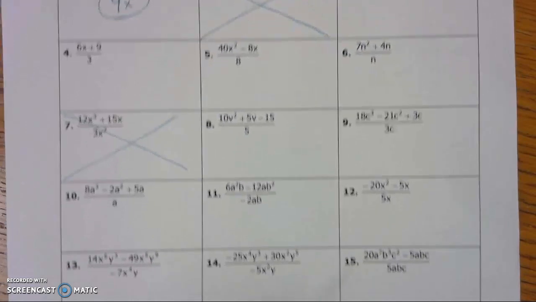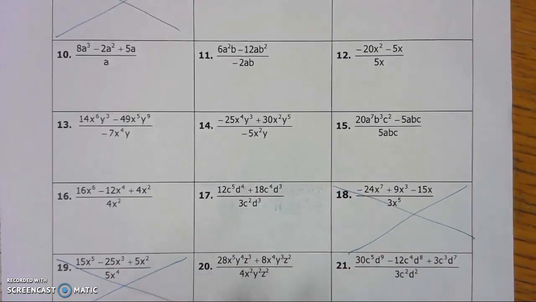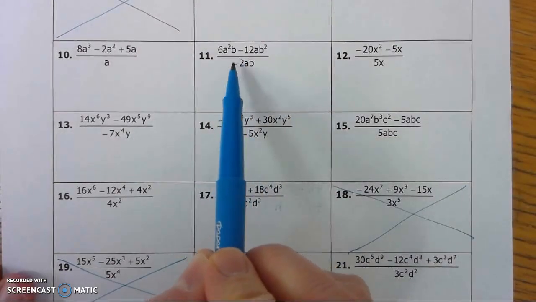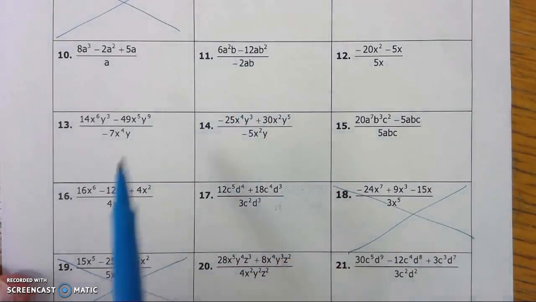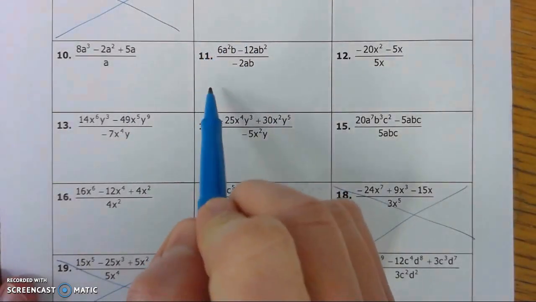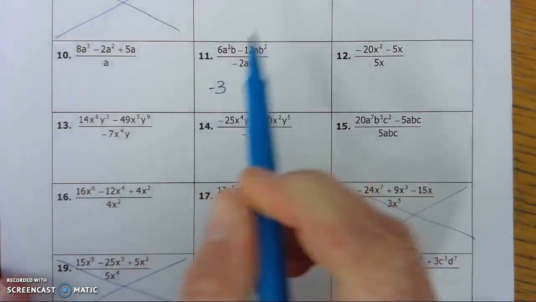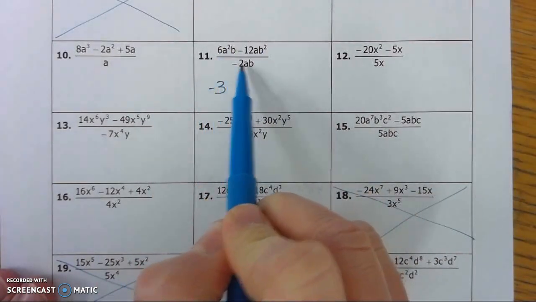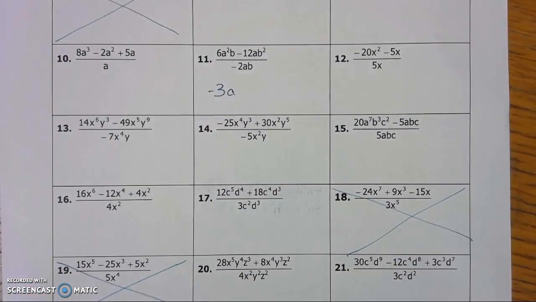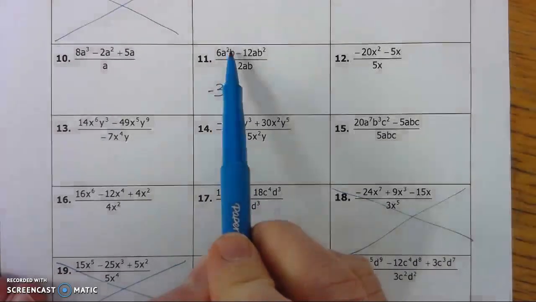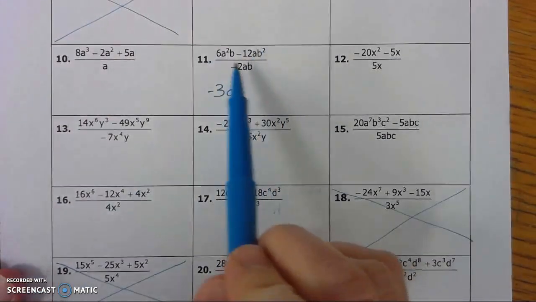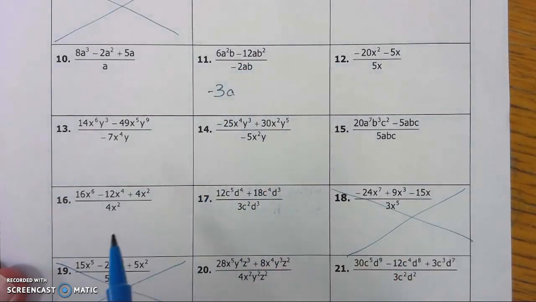Okay, so let's look at number 11 and go to a little bit more difficult ones. This is a binomial divided by a negative monomial. So again, we're just going to take our monomial and divide each term by our monomial. So 6 divided by negative 2 is going to be negative 3. And then I have a squared divided by a, so I'm going to subtract the exponents. 2 minus 1 is just a to the first, which I can just write as negative 3a. And then b to the first divided by b to the first cancels, so I don't have anything else in that term. But then I have to divide my next term by negative 2ab.